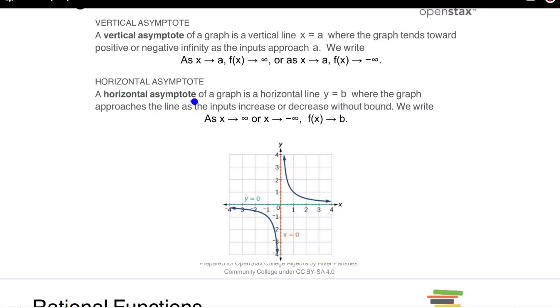So a horizontal asymptote of the graph is a horizontal line y equals b. They have it here, y equals 0, where the graph approaches the line as the inputs increase or decrease without bound. So as the input is increasing, as x is increasing, the f of x is approaching this line here, y equals b. As x is approaching negative infinity, it's going this direction, then the graph is approaching the horizontal asymptote, y equals 0 in this case.